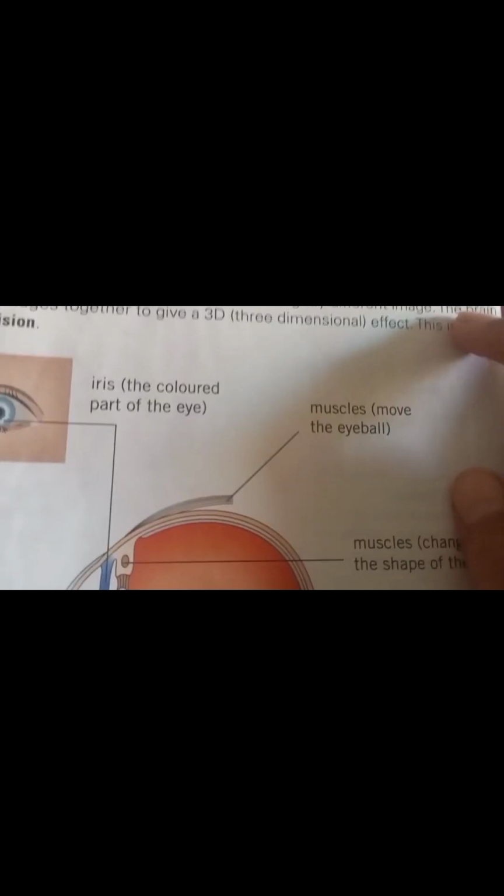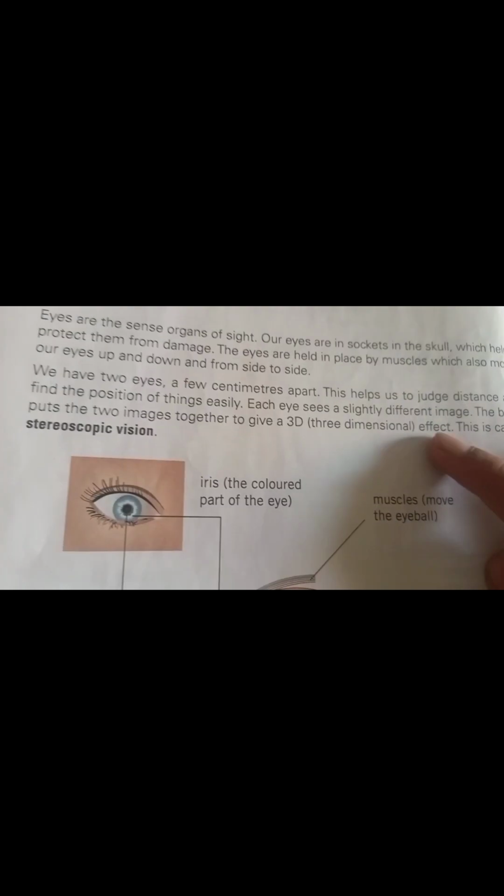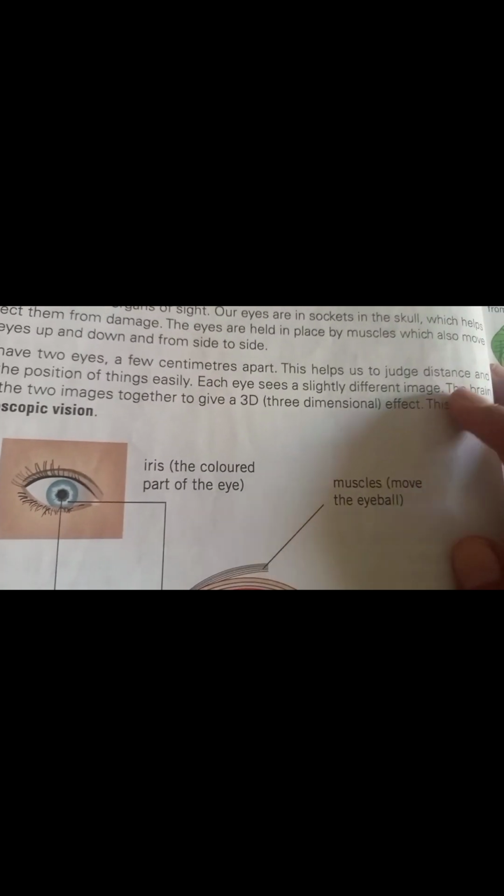And so then we have two eyes a few centimeters apart. As you know, we have two eyes and they are only a few centimeters apart. This helps us to judge distance and find the position of things easily. Each eye sees a slightly different image. The brain puts the two images together to get a 3D, three-dimensional effect. This is called stereoscopic vision.